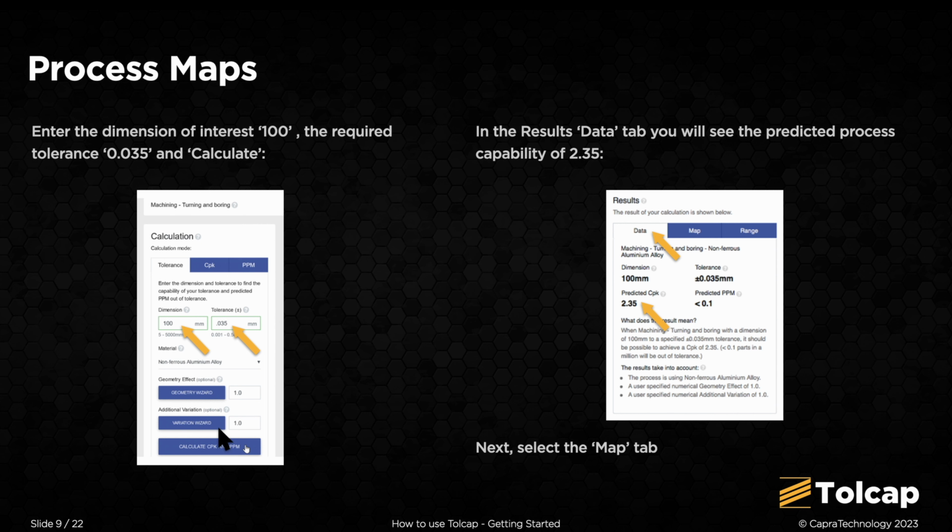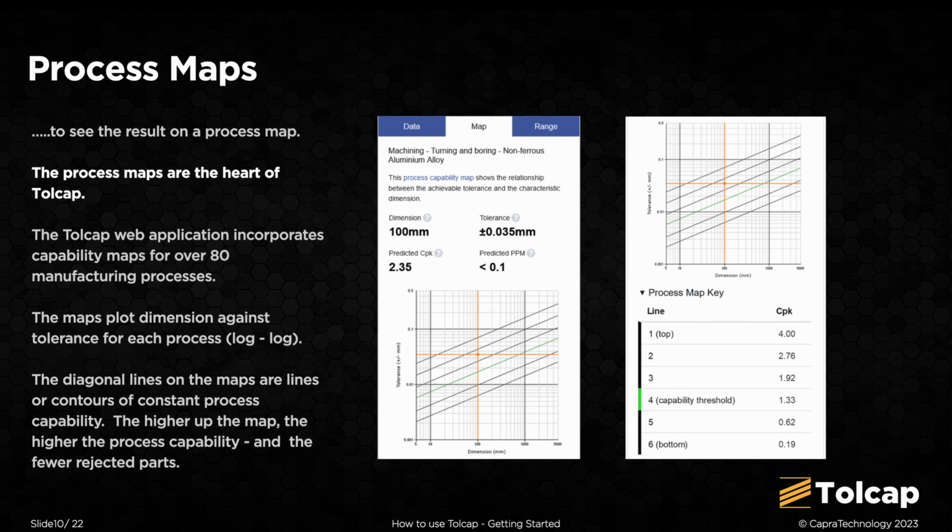Next, click Calculate CPK and ppm. You will see the predicted CPK, 2.35, and the equivalent defect rate, which is less than 0.1 parts per million. Next, select the Map tab and see the result on a process map.